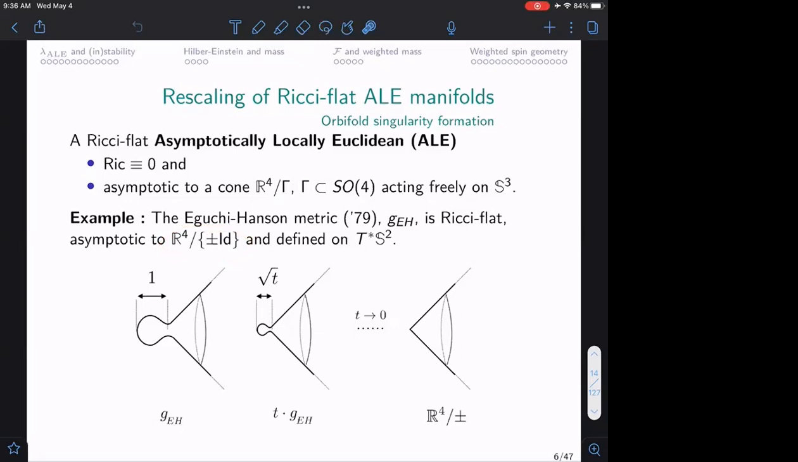So one thing you can do from a Ricci-flat metric is rescale it by a small factor t. It stays Ricci-flat because it's scale invariant. And you can let this parameter t go to zero. And by definition of the asymptotic cone, you converge to the asymptotic cone in a metric sense, in a pointed Gromov-Hausdorff sense, if you want. And what happens here is that you created a singularity, and that's your orbifold singularity. And all of these singularities appear that way along a curve of Einstein metrics or along a Ricci flow.